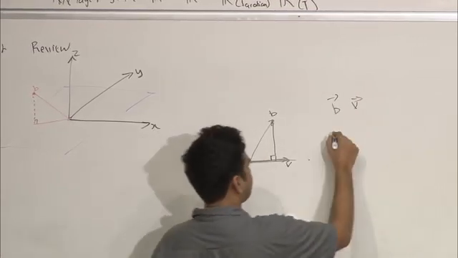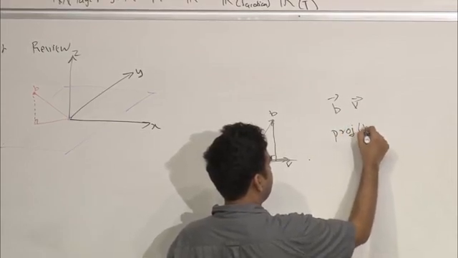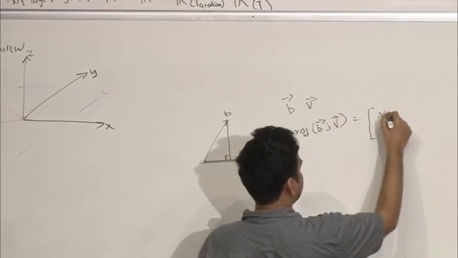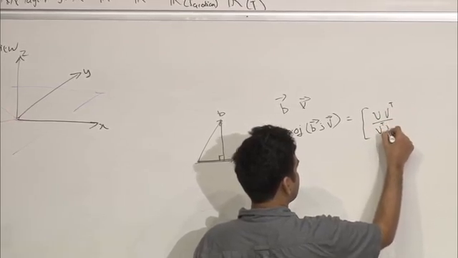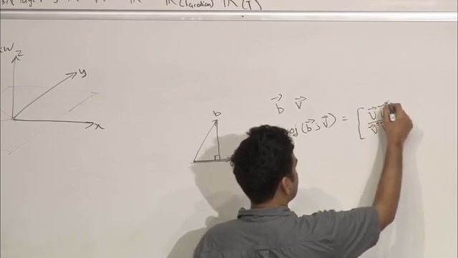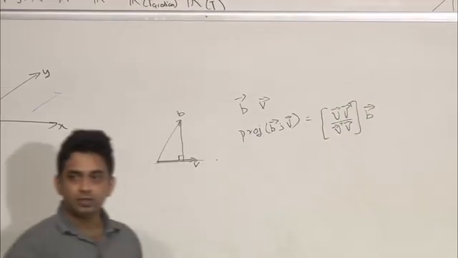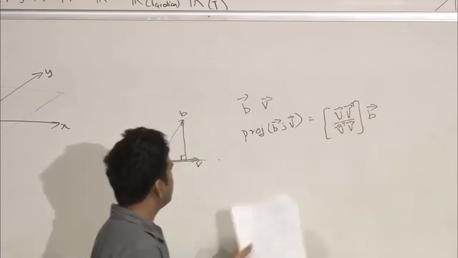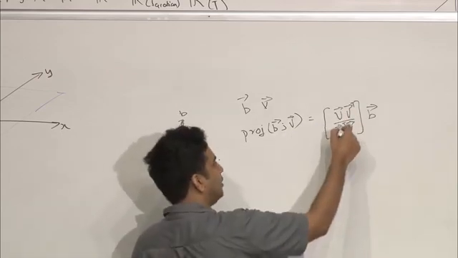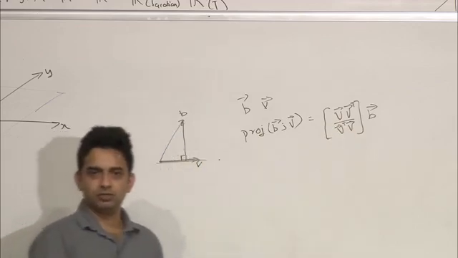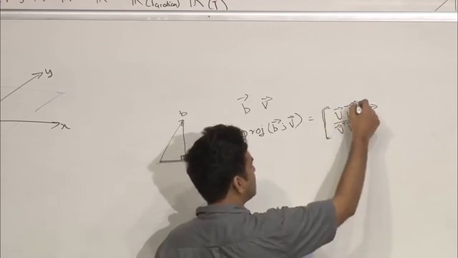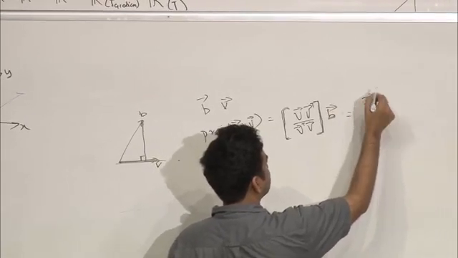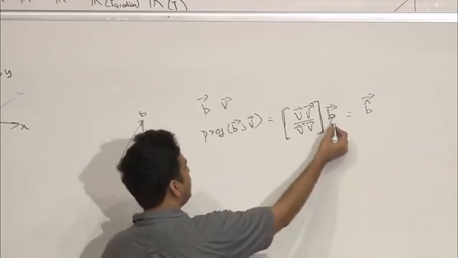So given a vector b and a vector v, the projection of b onto vector v is equal to v transpose over v transpose v times b. So what's happening here? This is v transpose, so this would be a rank 1 matrix. v transpose v is the inner product of something with itself, so that's going to be a scalar. So this is a rank 1 matrix times a vector, and this will be some vector. Let's call it b hat. This is the projection of b onto v.